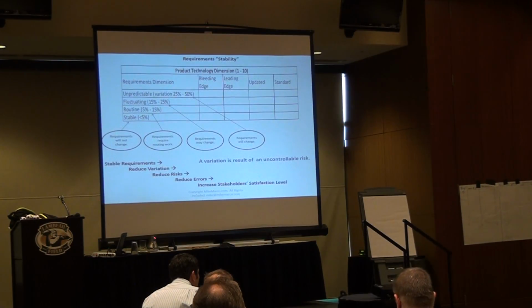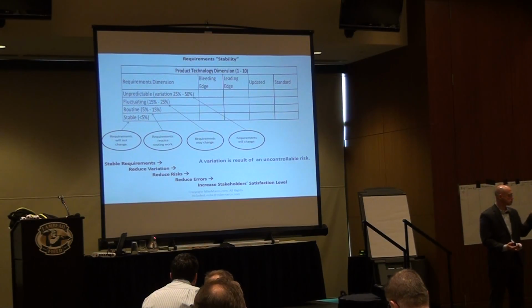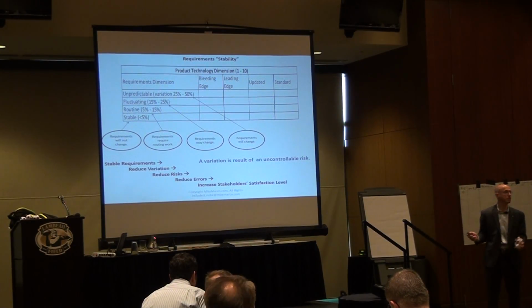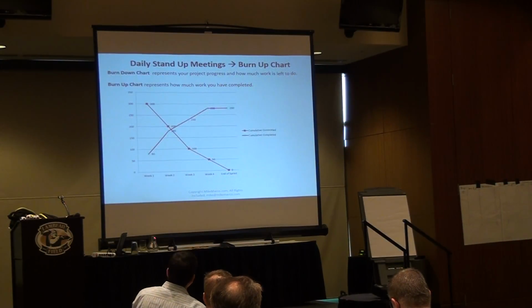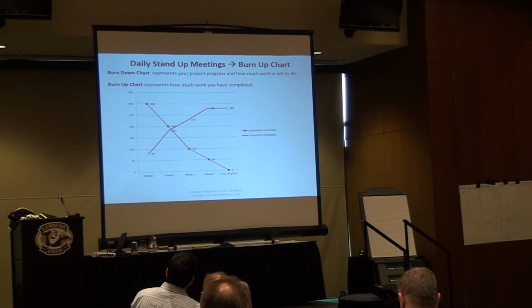So one thing that I would recommend to you from this presentation is the ability to address the issue about the stability of your requirements before you even start work. You track down the project progress by looking at how much work is left. That's called a burn down chart. A burn down chart will tell you how much work is left. It is built during the daily stand-up meetings.